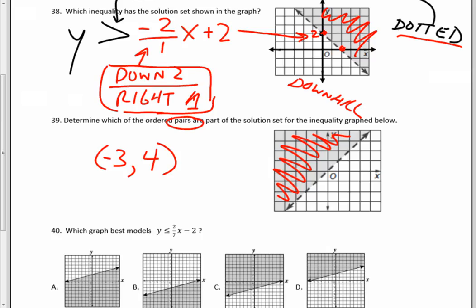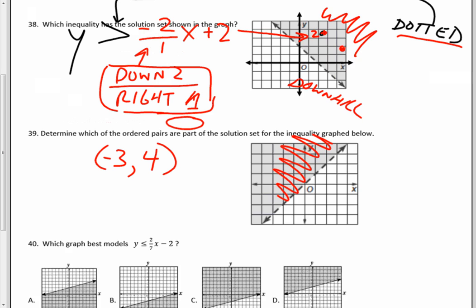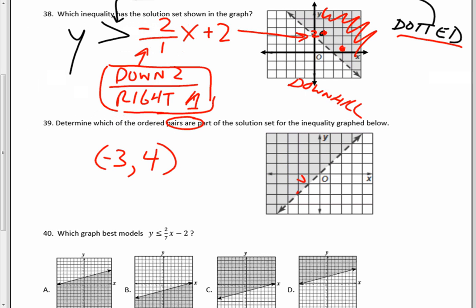What you will see on your test, we just said that the shaded section is the solution. That's the answer. Is that part of the answer? You're going to be presented some points, and you're going to have to figure out, is it up in this section over here? Where's -3, 4? -3, 4 would be, let's see, 1, 2, 3, 1, 2, 3, 4. Yes, it is. Is that in the solution set? Yep. So all you would do is you would circle it, or you put yes.